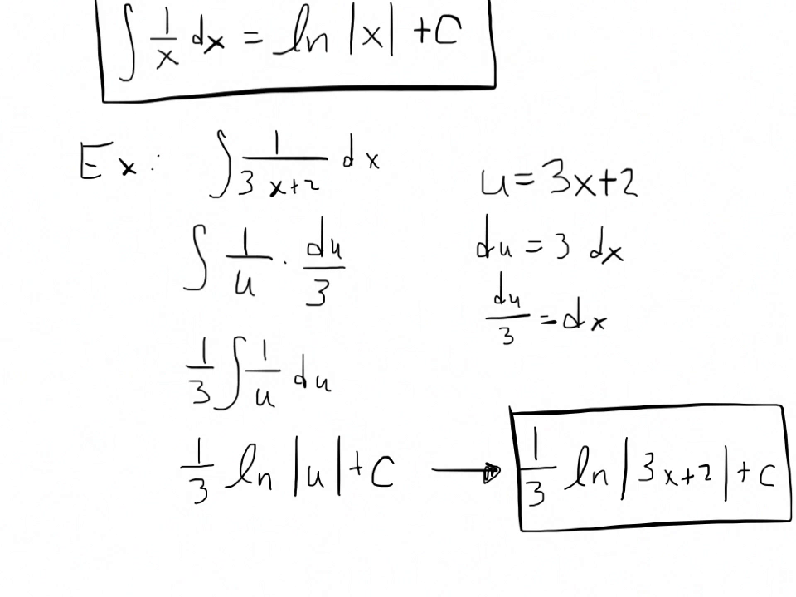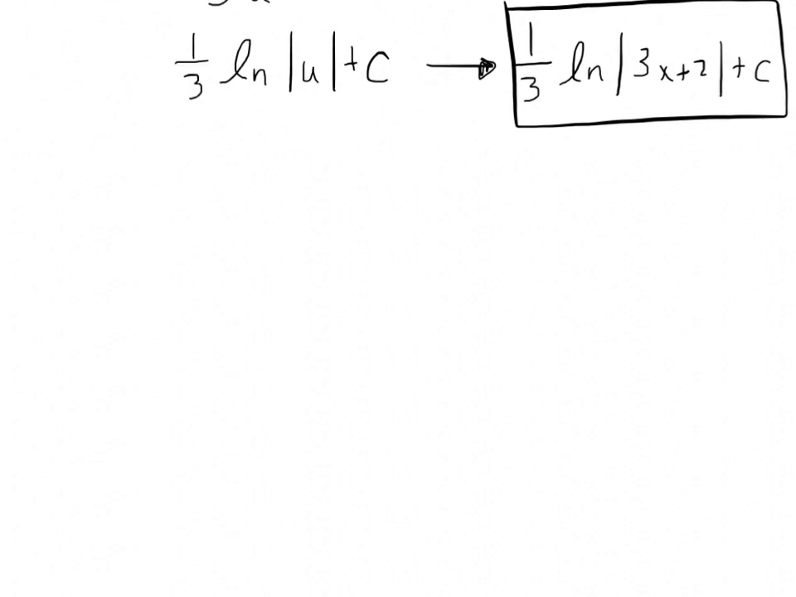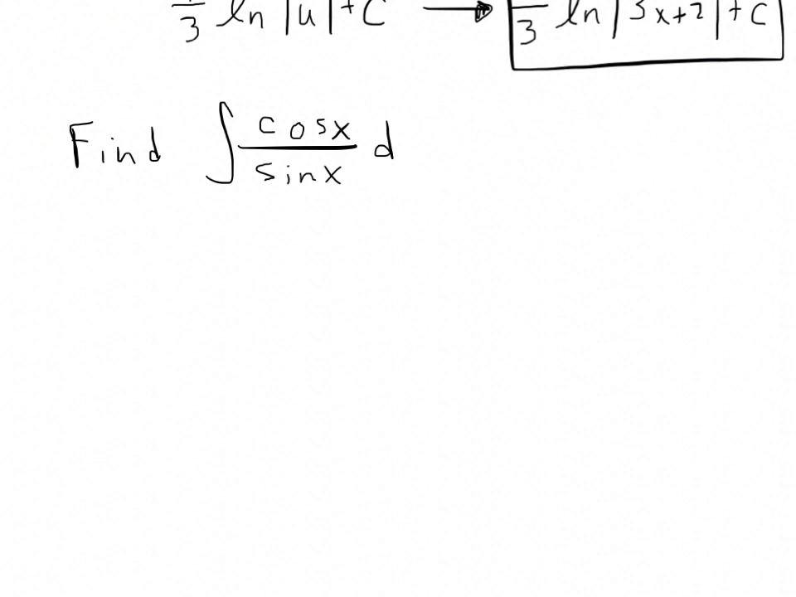And that's how these problems are going to go. And really what this unlocks for you is this idea that if you see something on the bottom of a fraction, a lot of times that can be your u if the derivative of that is on top. I'm going to do one more example of this. So let's see here. What if I asked you to find the integral of cosine x over sine x dx?